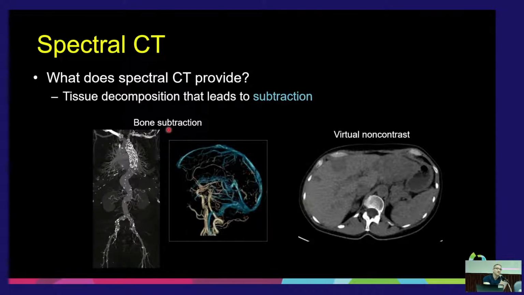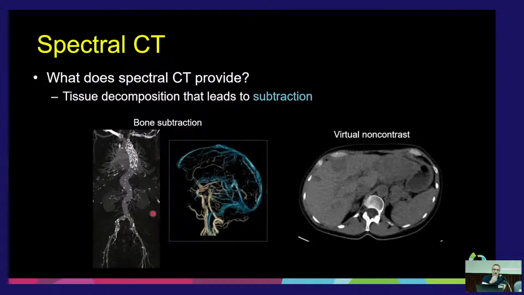Good for patients that maybe have limited kidney function, but you still want to use iodine. Or like the issue we ran into in the US, where we just plain ran out of iodine. All right, so what else can you get besides virtual monoenergetic images?